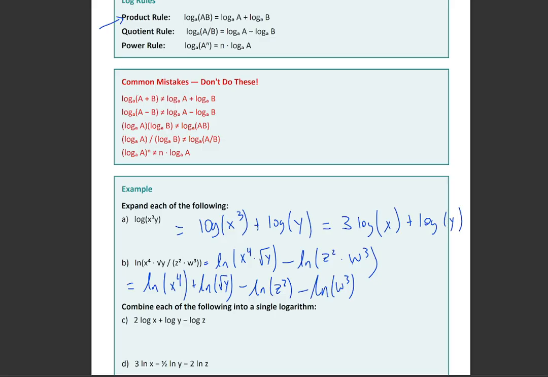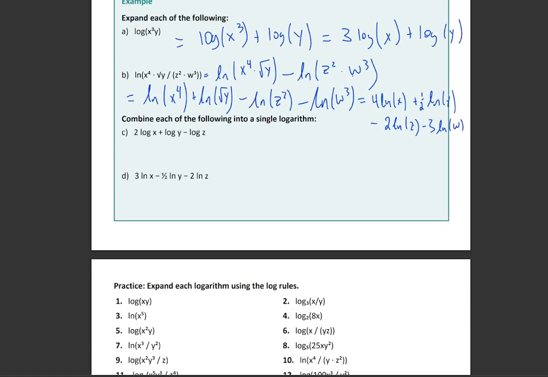Lastly, we just need to apply our exponent rule, or I suppose I have it listed here as the power rule, bringing all the powers to the very front of each of these. So that becomes 4 ln of x plus 1/2 ln of y. Remember that square root y is y to the 1/2. Now this is minus 2 ln of z minus 3 ln of w. So we've pulled each of those exponents to the very front, and that's how we have expanded this logarithm.